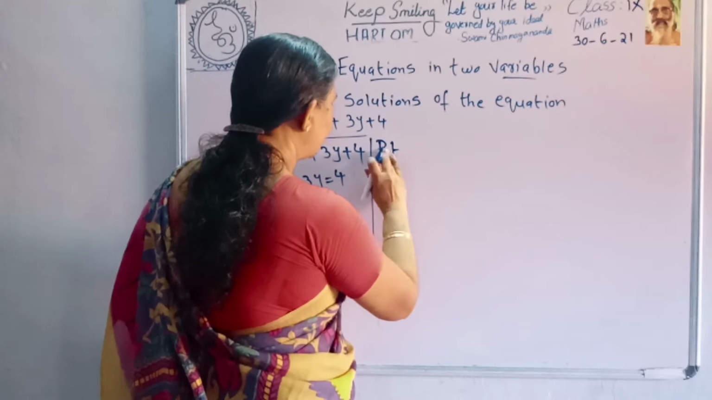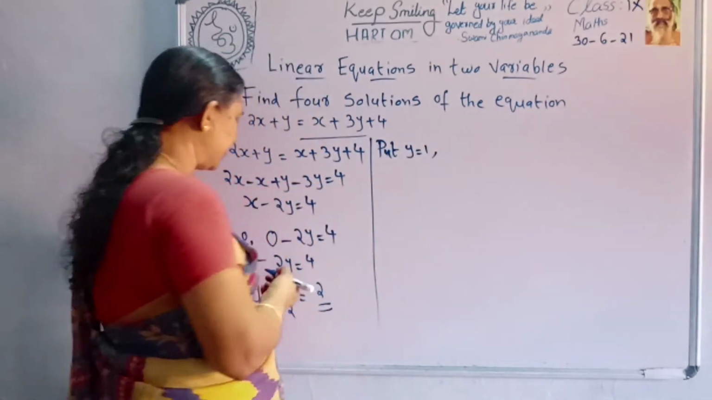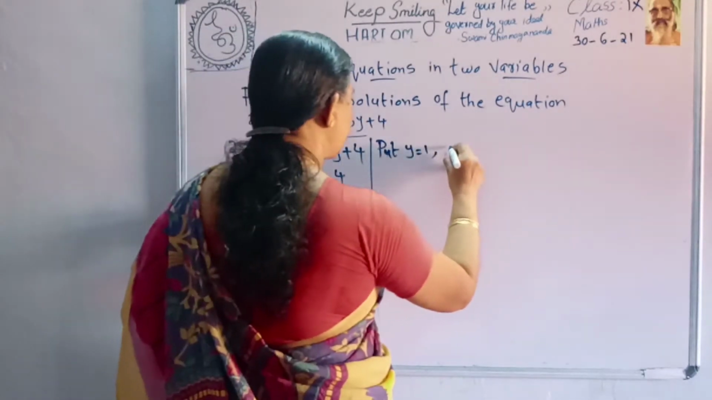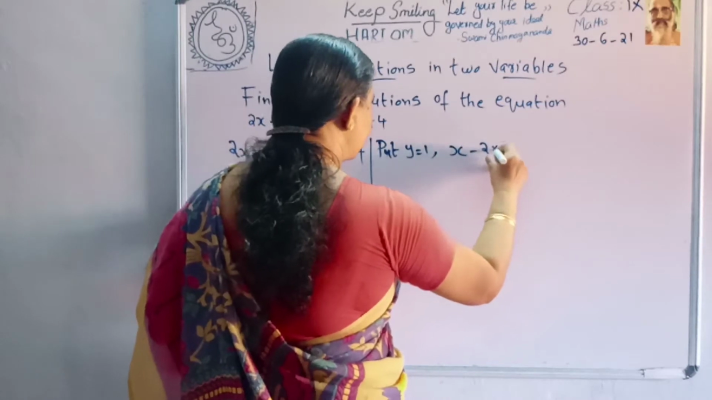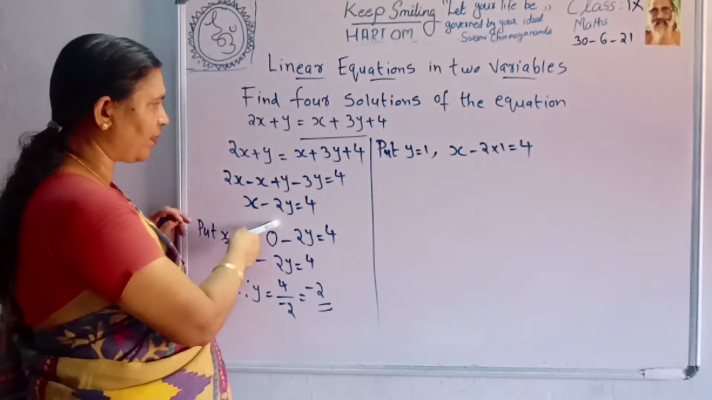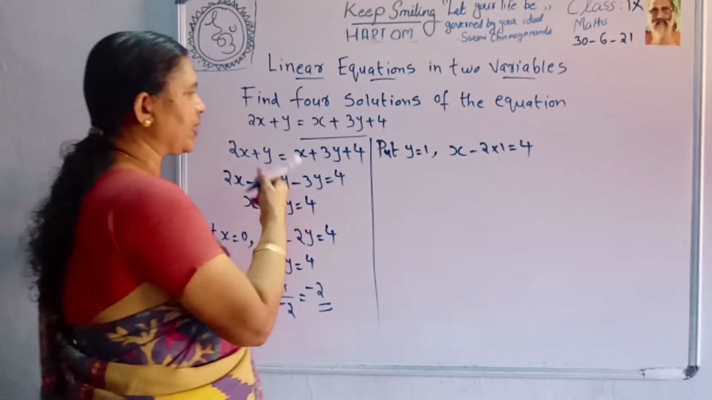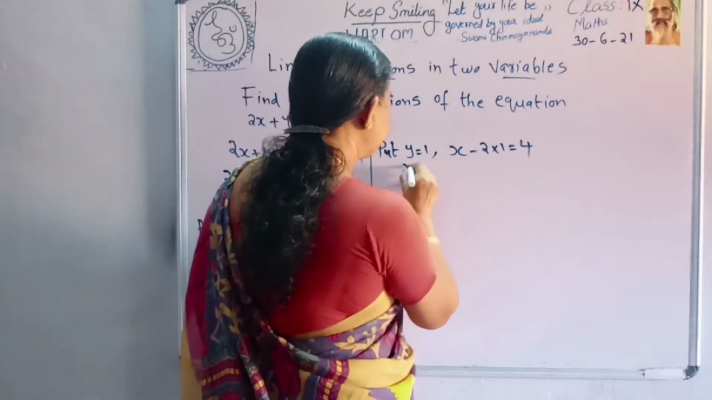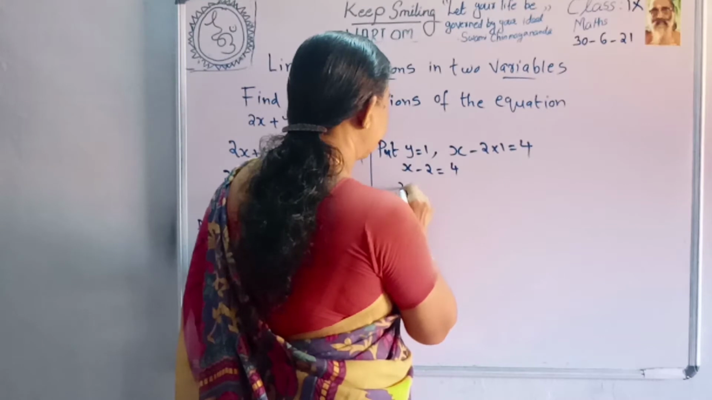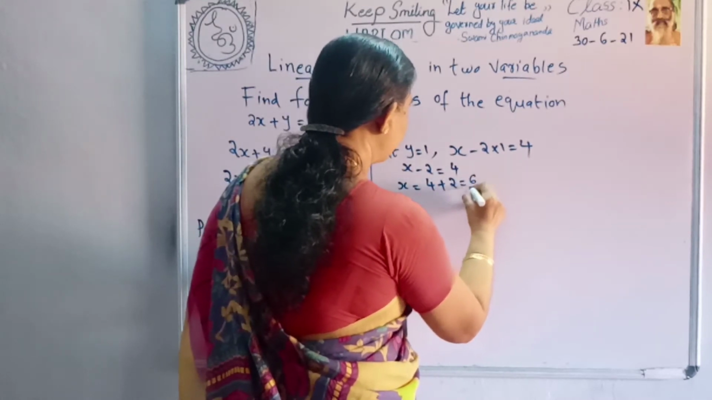Then we can put another value, put y is equal to 1. If you put y is equal to 1, this equation x minus 2y is equal to 4 will become x minus 2 into 1 is equal to 4. That is x minus 2 is equal to 4. Then what is x? Therefore x is equal to 4 plus 2, that is equal to 6.